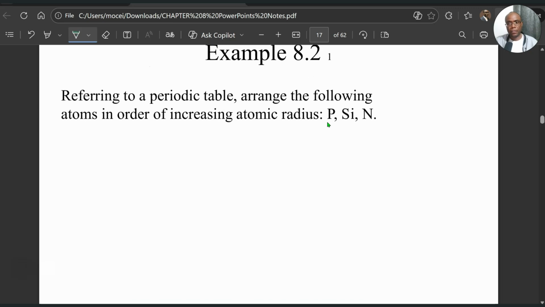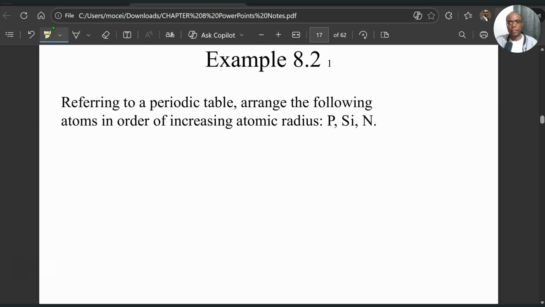Okay. Now let's work on an example. Example 8.2. Referring to a periodic table, arrange the following atoms in order of increasing atomic radius: phosphorus, silicon, and nitrogen. So generally, our periodic table will look like this.